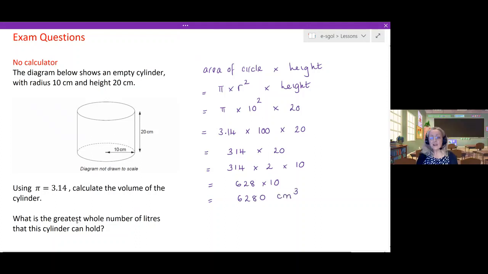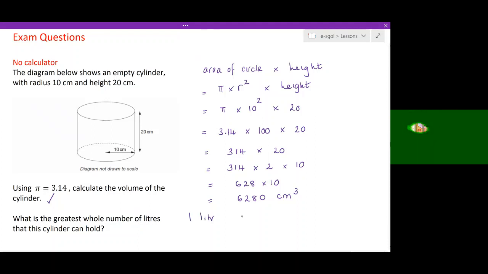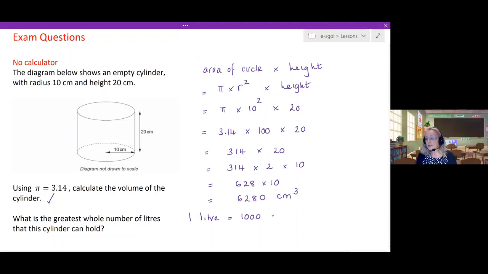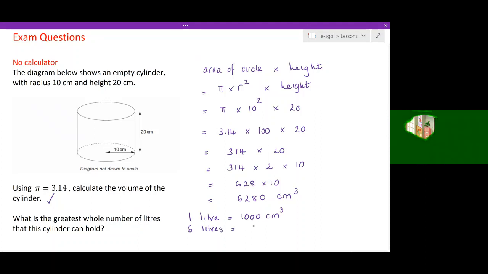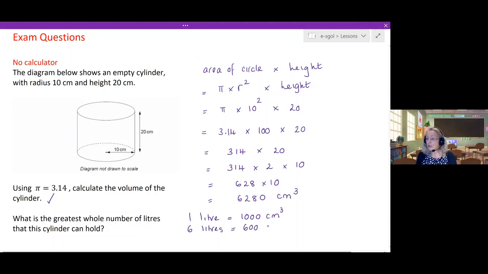And I go back and I check the question. I say, OK, I've done that part of it. Then it says, what is the greatest whole number of litres that this cylinder can hold? Well, I know that 1 litre is equal to 1,000 centimetres cubed. So 6 litres would be 6,000 centimetres cubed. And then 7 litres, that would be 7,000 centimetres cubed.